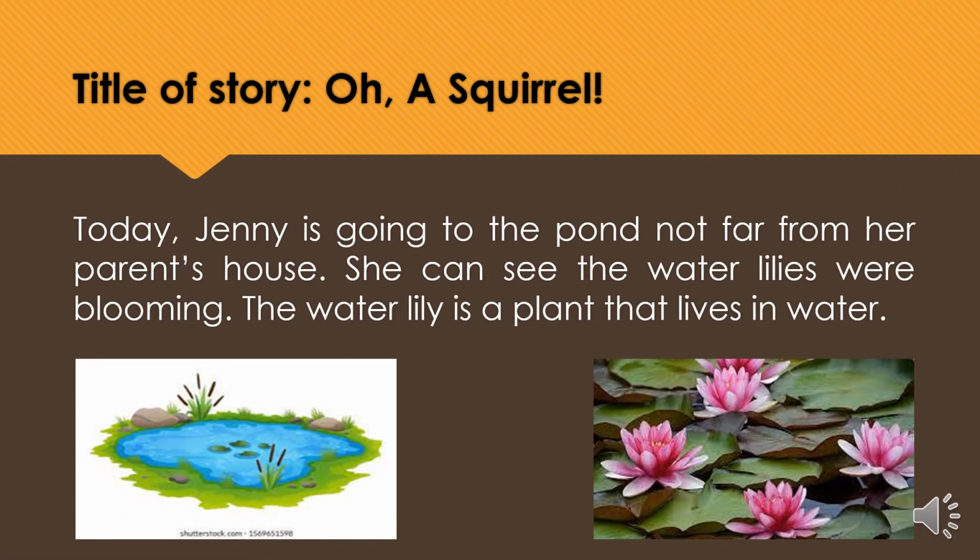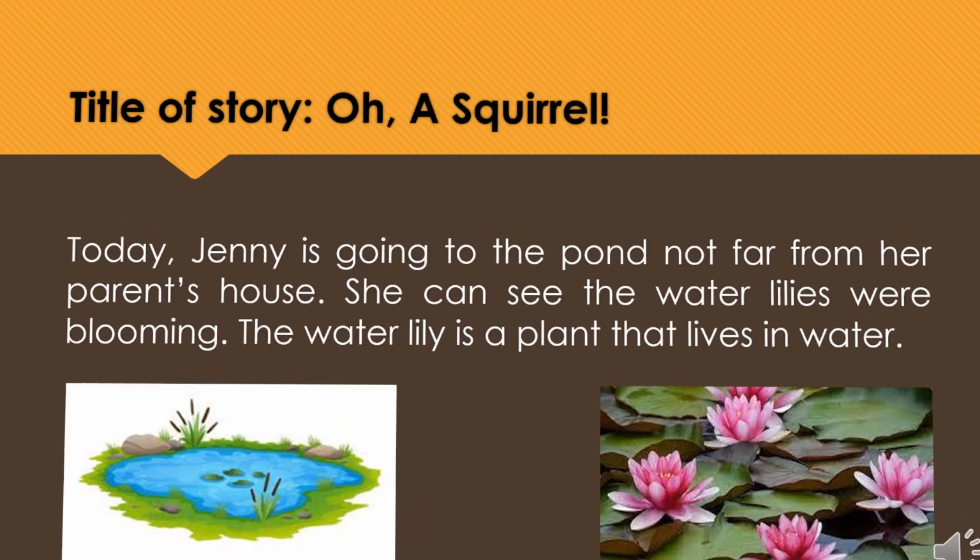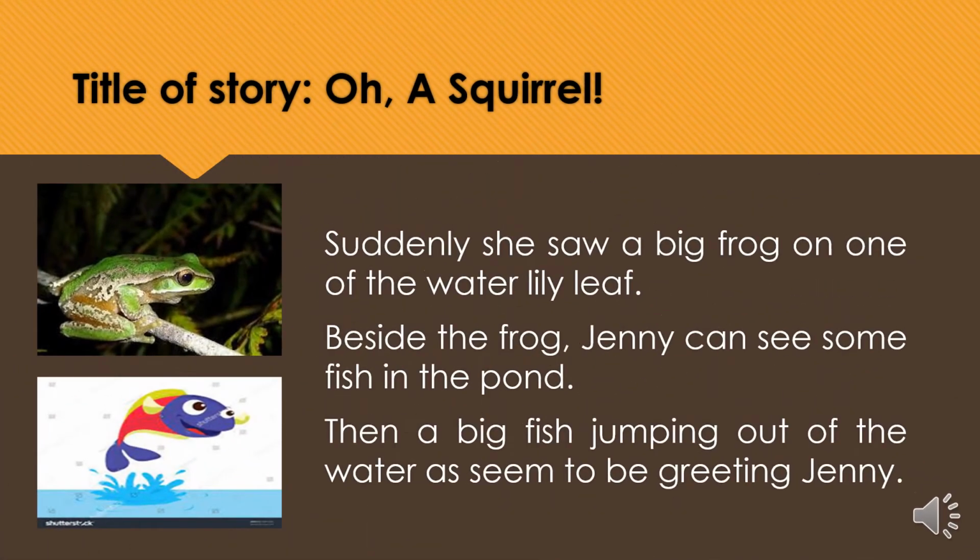Today, Jenny is going to the pond, not far from her parents' house. She can see the water lilies were blooming. The water lily is a plant that lives in water. Suddenly, she saw a big frog on one of the water lily leaves. Beside the frog, Jenny can see some fish in the pond. Then, a big fish jumped out of the water and seemed to be greeting Jenny.